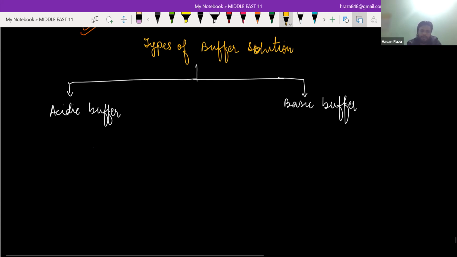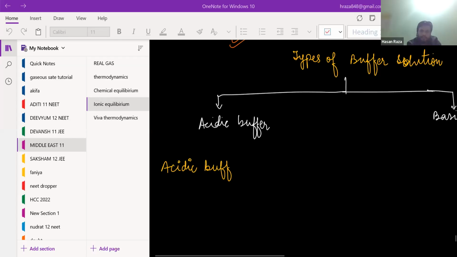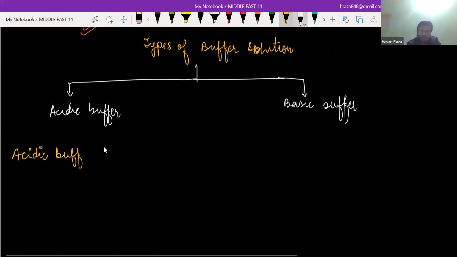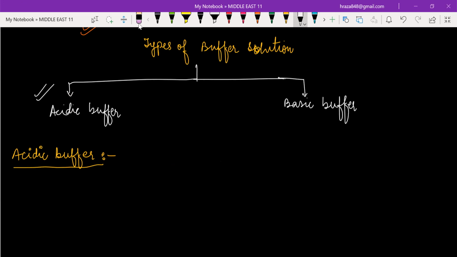First, we are going to discuss what is acidic buffer. So just make a flow chart. Make this flow chart and let me know. Done, sir.